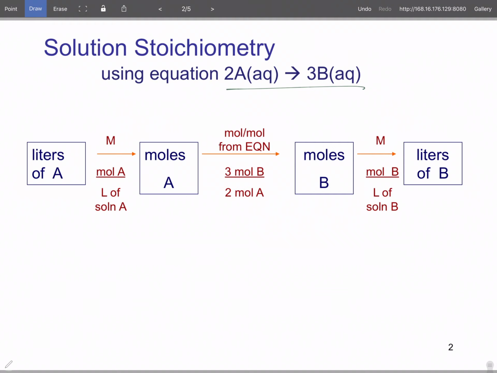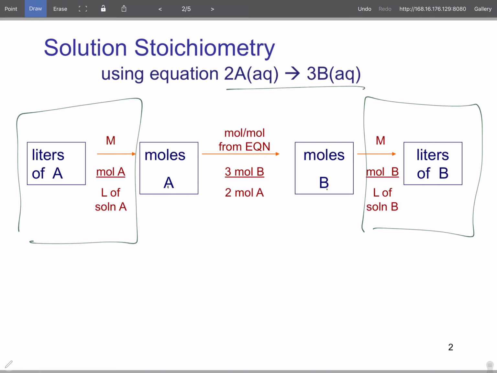Chapter 4 is solution stoichiometry. We're back to stoichiometry. If you remember, we used the equation, and we took one compound, converted it to moles, and ran it through the equation to find the other compound. So, for example, if we had moles of A, we can go to moles of B from the equation.